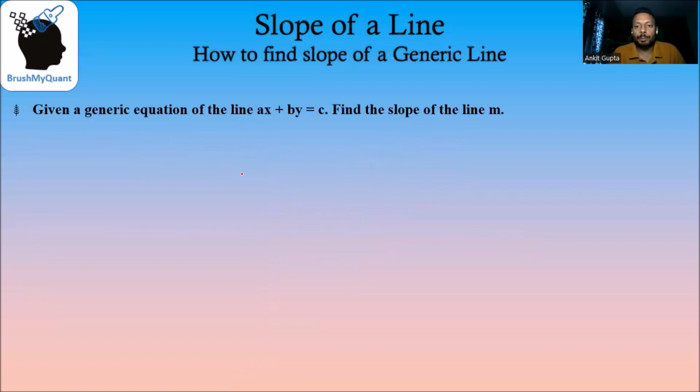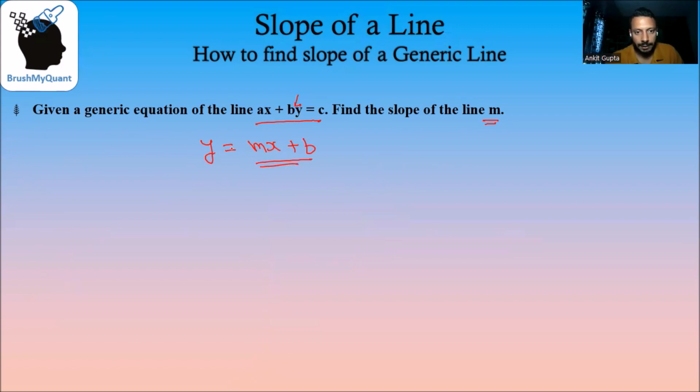Let's see how we can find slope of a generic line. So given a generic equation of a line ax plus by plus c, we need to find the slope of the line which is given as m. Now we know generic equation of the line is given by y is equal to mx plus b, not the same b, but this is how we denote the generic equation of the line.